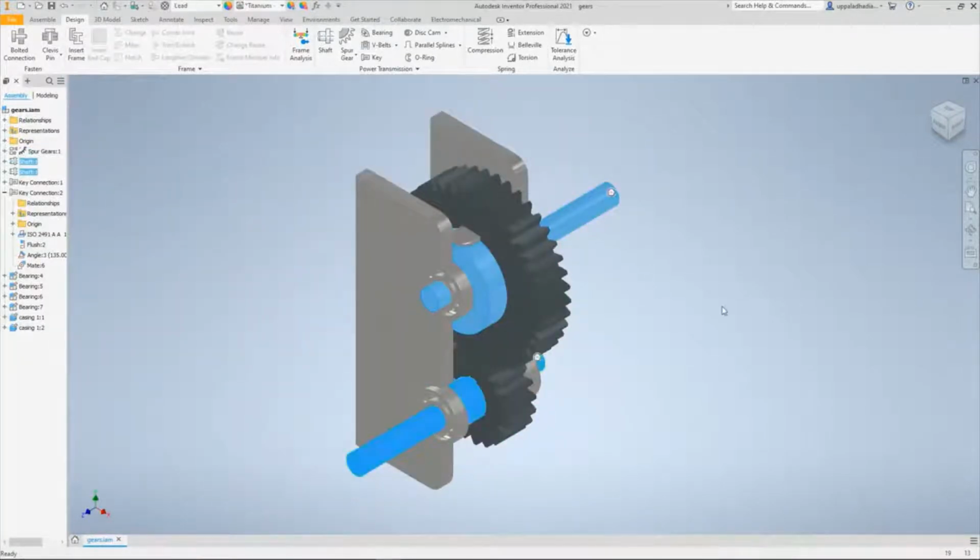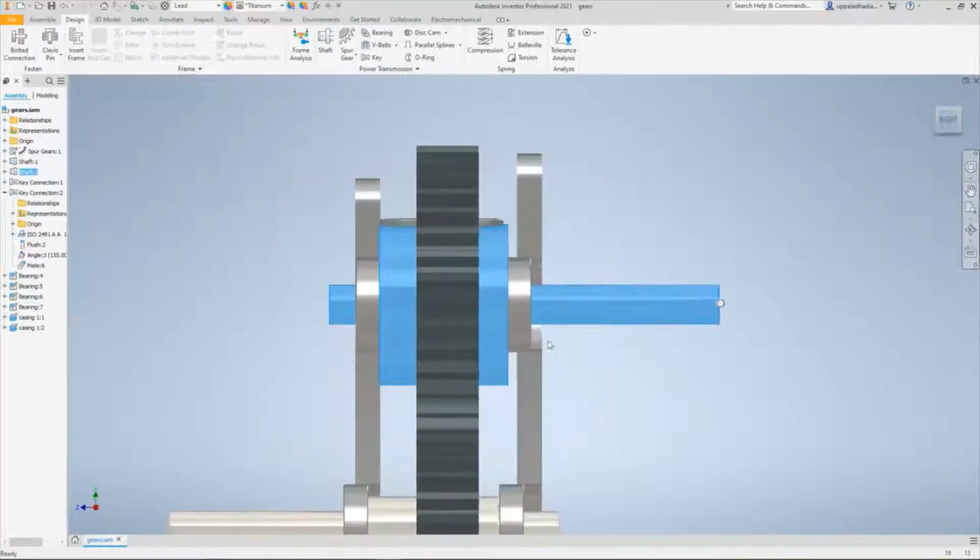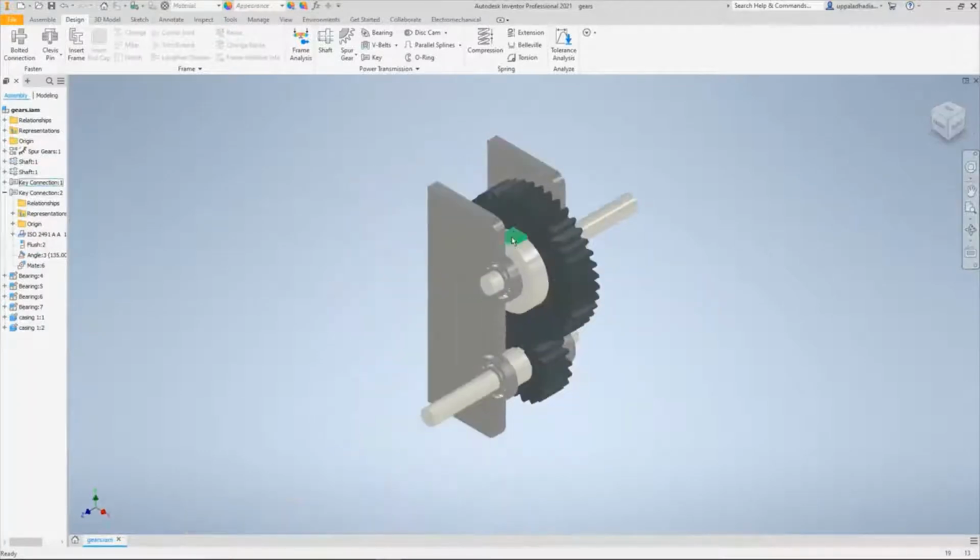These two are the two shafts, and there are two bearing casings, and these two are the two bearing casings, and there are four ball bearings. We can see one, two, three, four, and these four are the four ball bearings. And we can see there are two keys also provided. This is one key, and this is the another key.